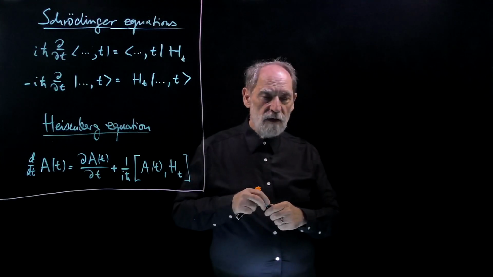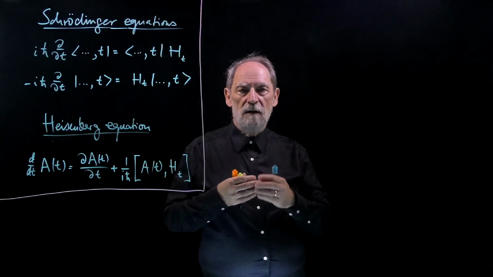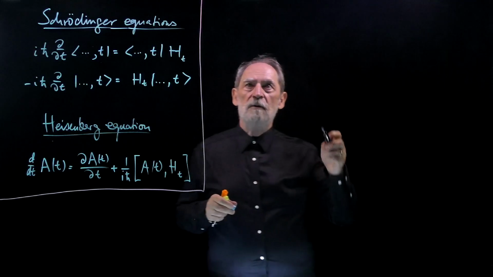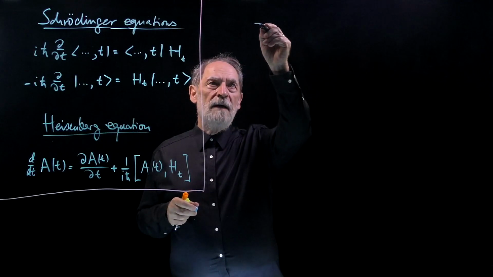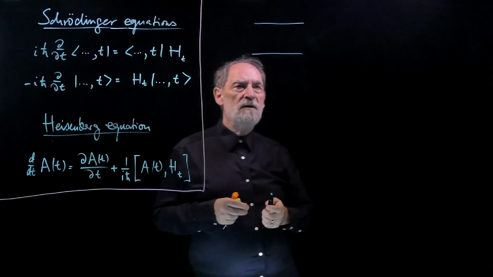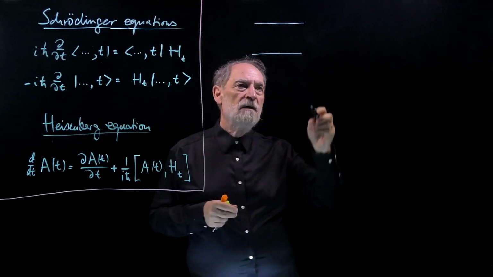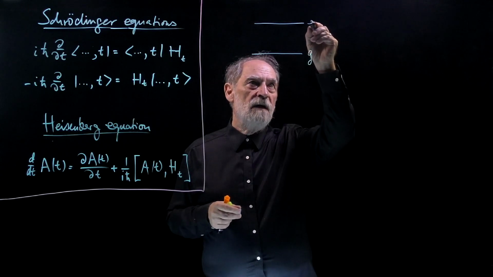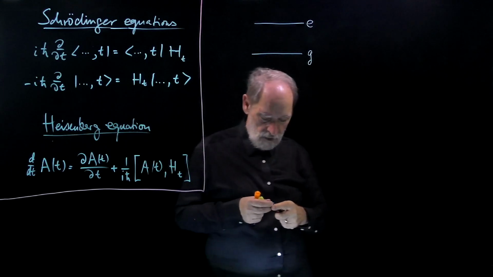So the example that I have in mind is a binary quantum system. For example, you can think of an atom where two of its energy levels are important. The ground state, which I denote by G, and the excited state, which I denote by E.